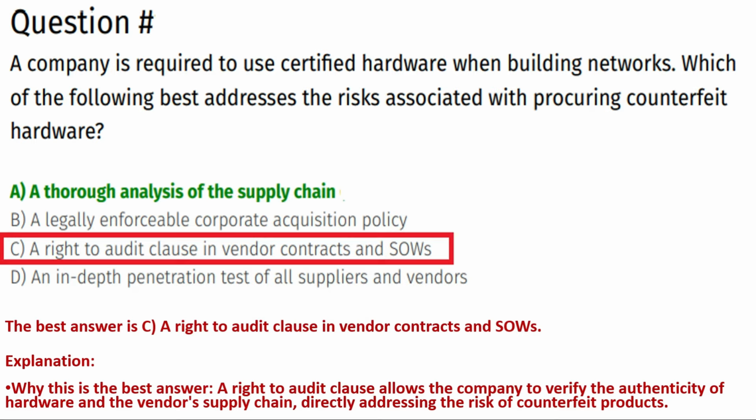So let's check the explanation. So right to audit clause allows the company to verify the authenticity of hardware and the vendor supply chain, directly addressing the risks of counterfeit products. So that's why the correct answer for this question is option C. So let's move to the next question.